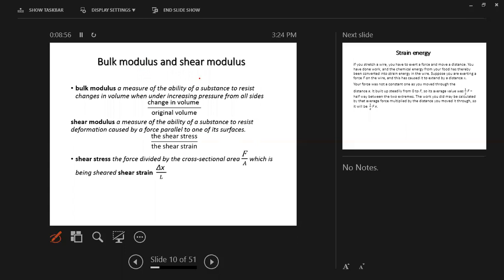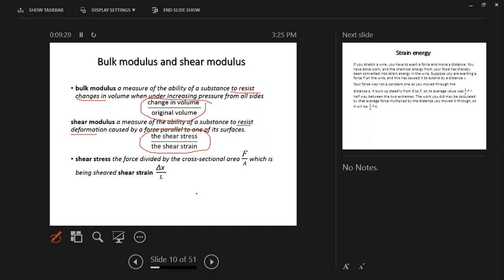What about bulk modulus and shear modulus? So bulk modulus tells us the ability of a substance to resist changing volume when under increasing pressure from all sides. So change in volume over original volume will give us bulk modulus. On the other hand, the shear modulus will tell us the ability of a substance to resist deformation. Here, instead of resisting change in volume, it is going to resist deformation, okay? So it's going to be shear stress over shear strain. We are going to find the shear modulus over here.